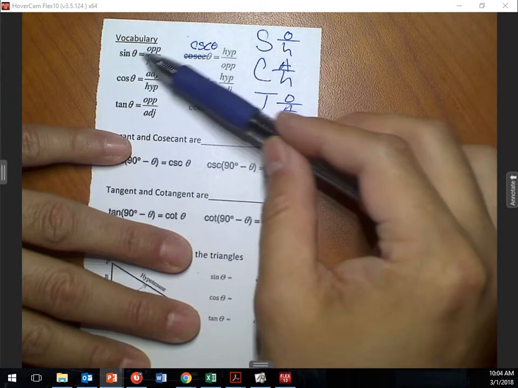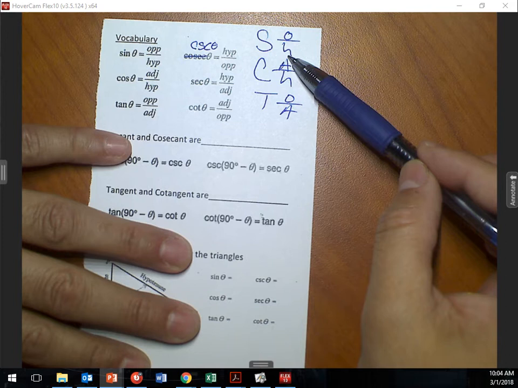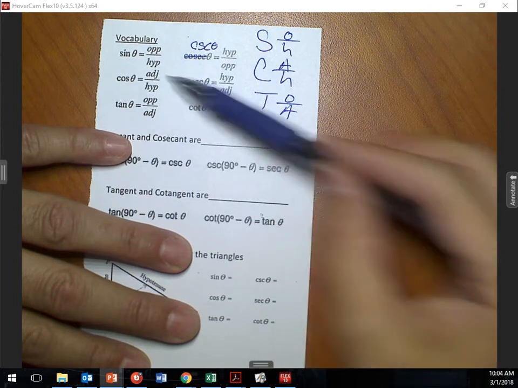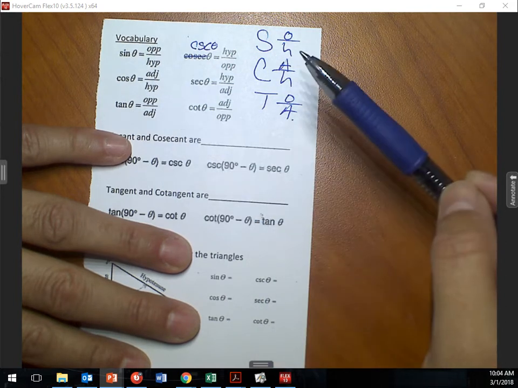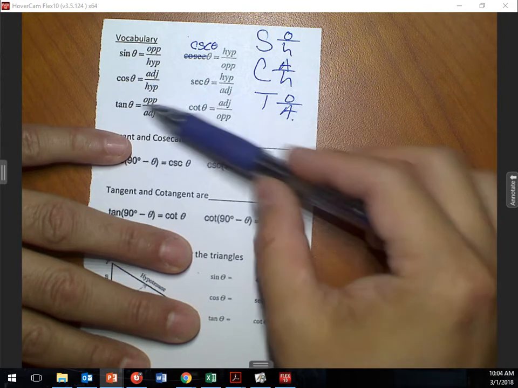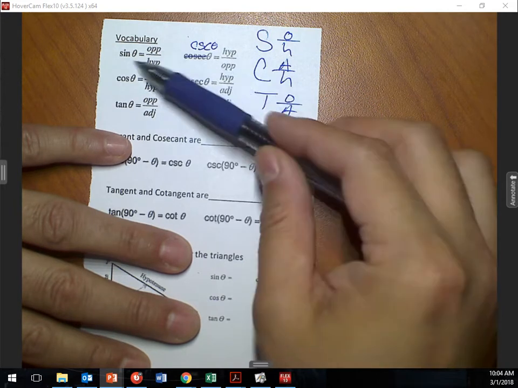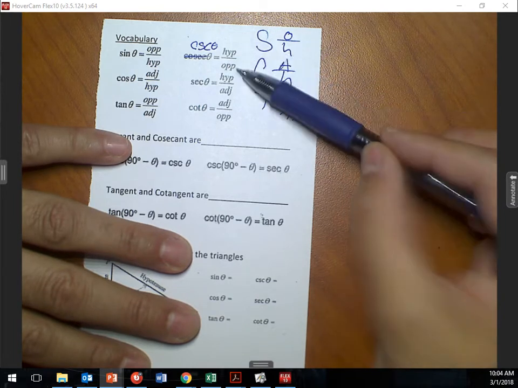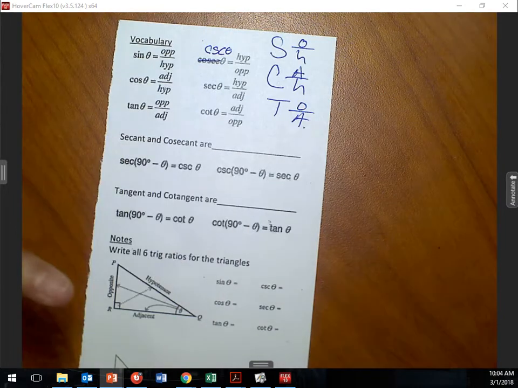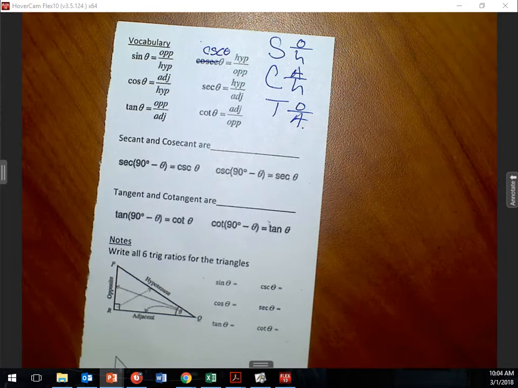So sine is opposite over hypotenuse. Cosine, adjacent over hypotenuse. Tangent is opposite over adjacent. The reciprocal identities: sine goes with cosecant, so it's hypotenuse over opposite. Secant is hypotenuse over adjacent. Cotangent is adjacent over opposite.